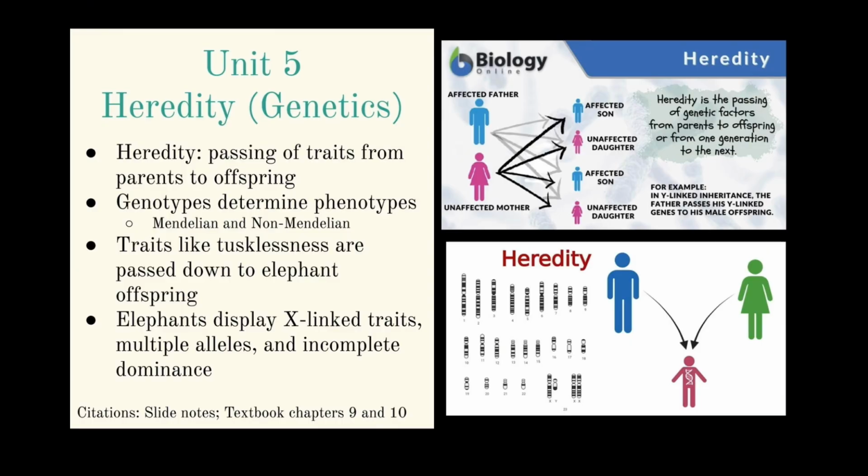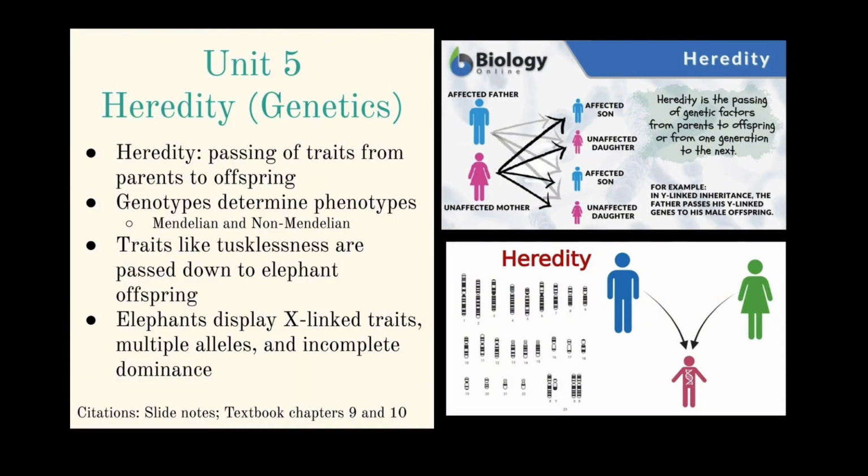Mendelian genetics follow Mendel's laws, where homozygous recessive displays the recessive trait, and heterozygous or homozygous dominant expresses the dominant trait. Non-Mendelian genetics include incomplete dominance, codominance, and multiple alleles, and these do not follow Mendel's laws.